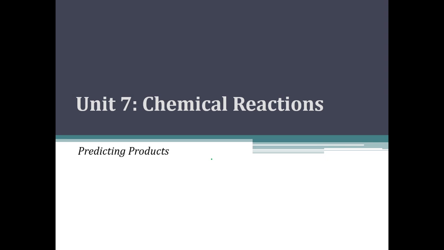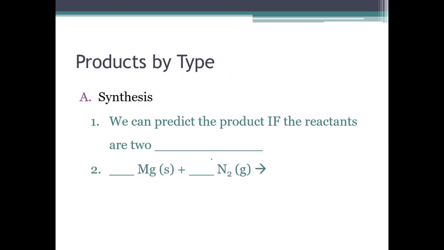In this video, we are going to continue talking about our chemical equations, and we are going to practice predicting the products of our reactions. So doing it by type, if you're looking at a synthesis reaction, we can predict the product if the reactants are two elements. For example, magnesium and nitrogen. That's the only time you'll be asked to predict the products of a synthesis is if you have two elements.